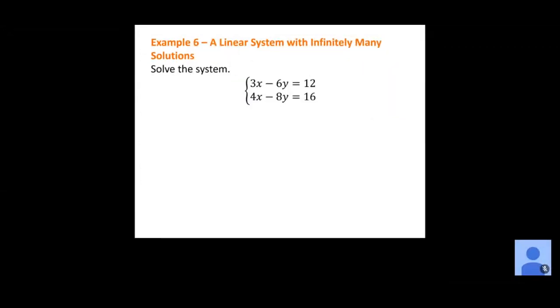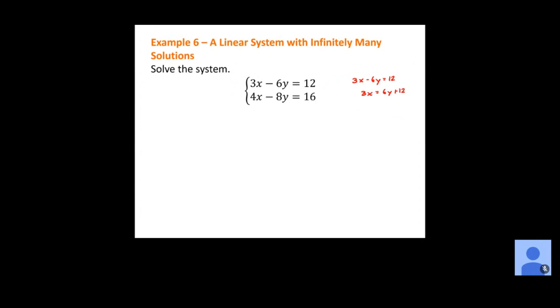All right, so now we have a new system. Again, we want to solve. It doesn't matter which way we solve it. I'm going to use substitution this time just to use that one more time. So I'm going to take this top equation here. I'm going to try to solve for x. So we'll have 3x minus 6y equals 12. I'm going to add the 6y, so that's going to give us 3x equals 6y plus 12.